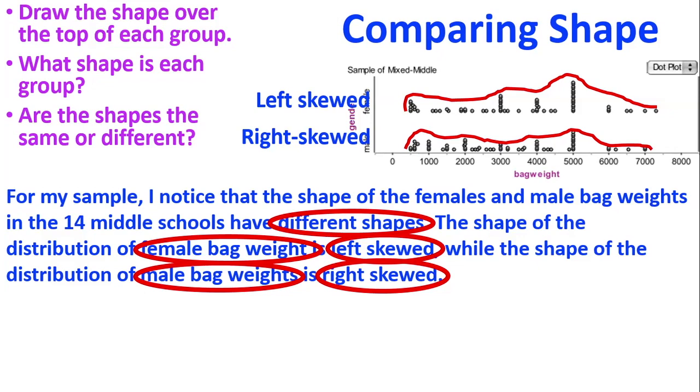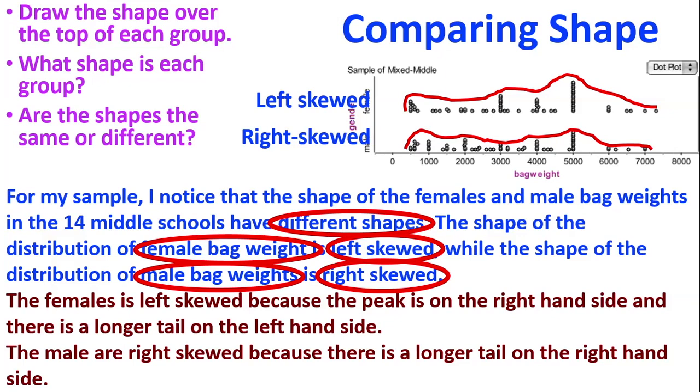Now for a merit, I need to justify this. So let's have a look and see how I can justify that. Now I'm going to say my females is left skewed because this is what I'm looking for the merit. It's the because. Now I've said it's left skewed because you've got the peak on the right hand side and a longer tail on the left. Whereas the males being right skewed, I've said it's because there's a longer tail on the right hand side. So that's the addition you would add for the merit.